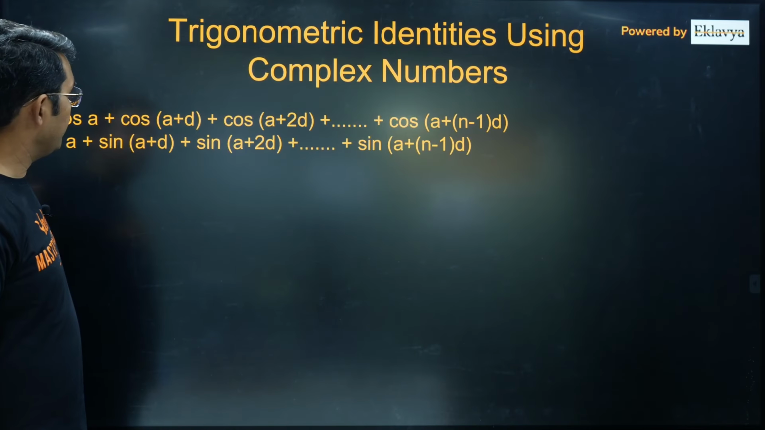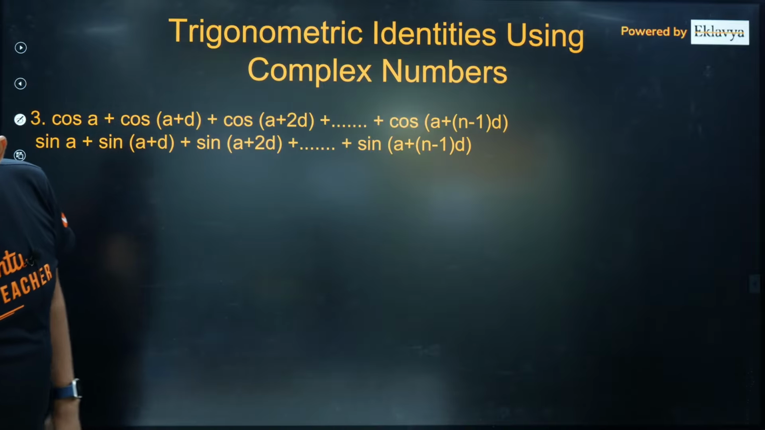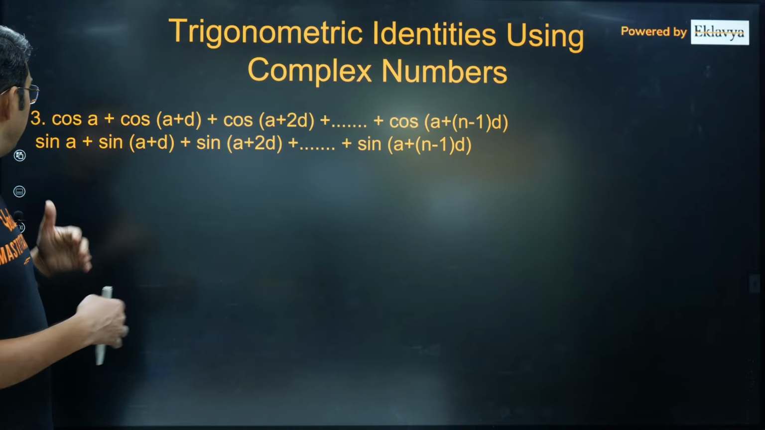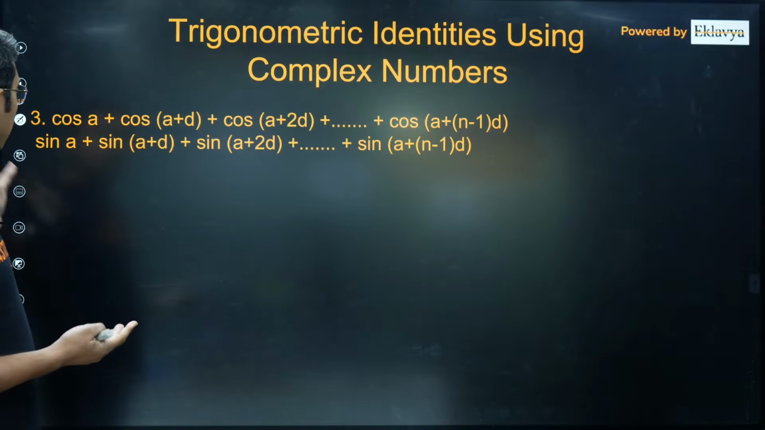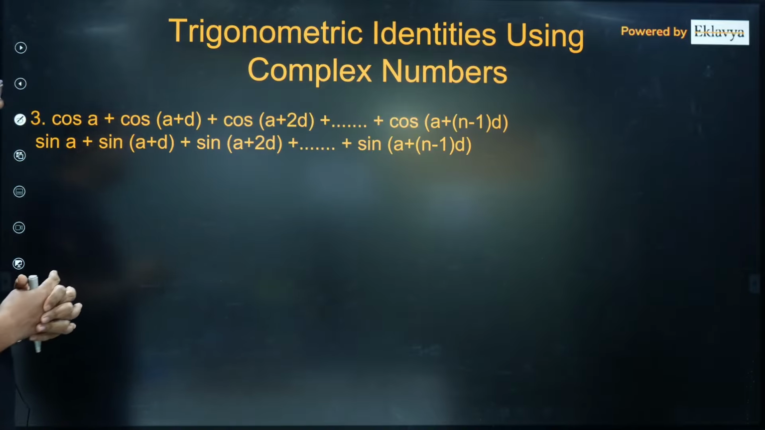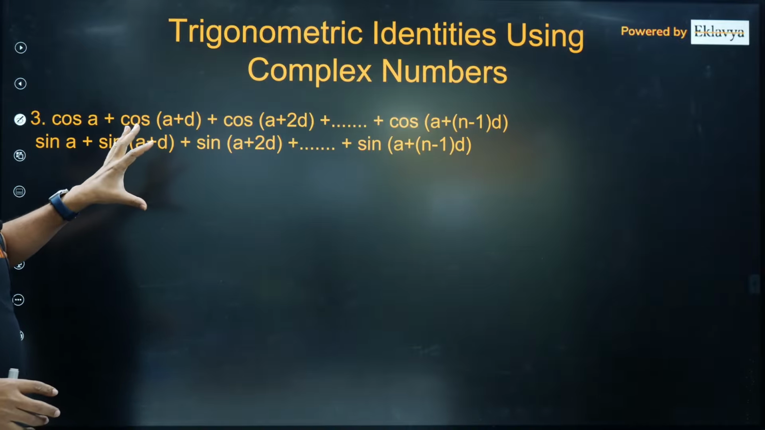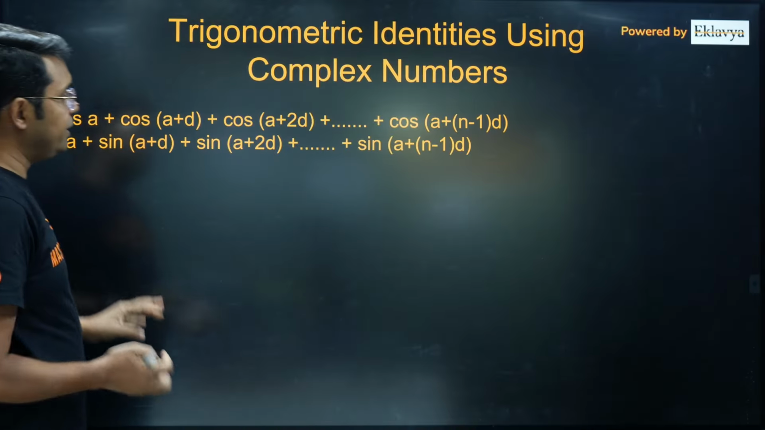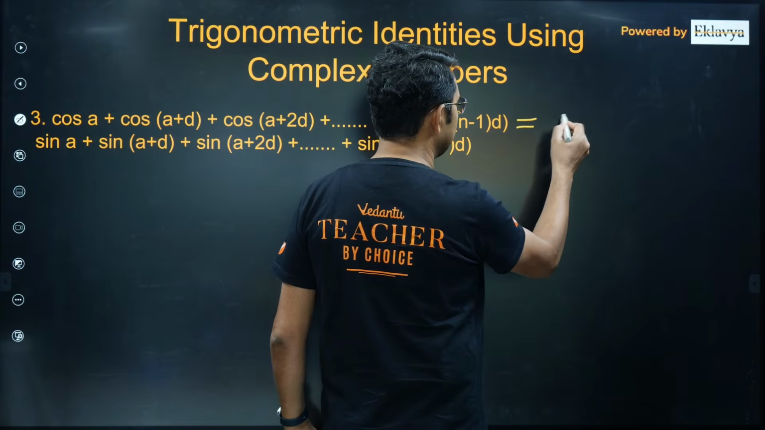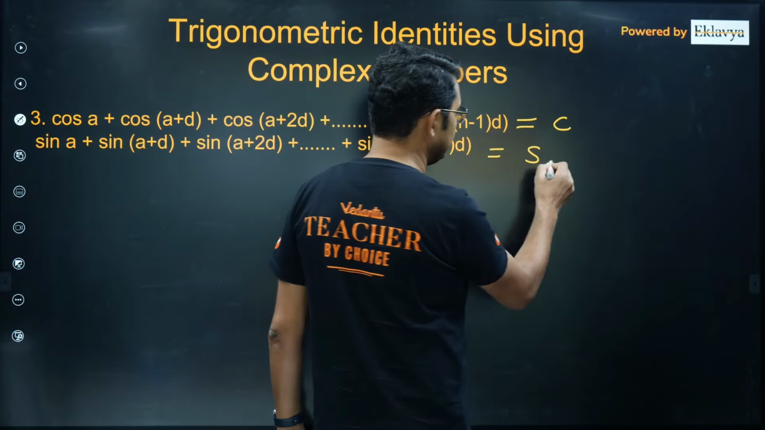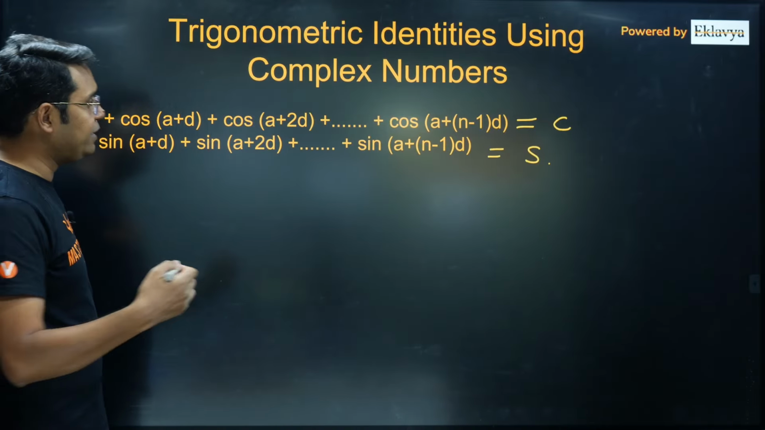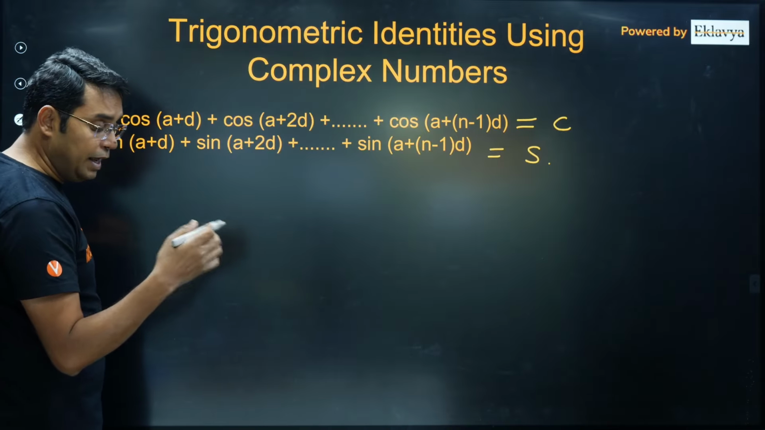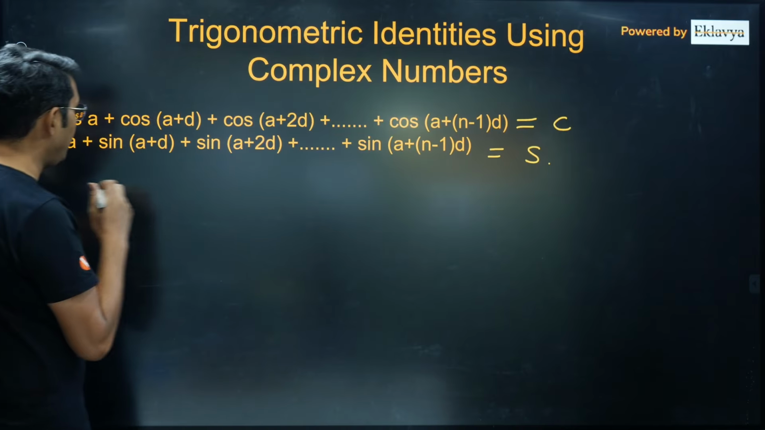Okay, now these formulae. Now second thing, third number is the summation formulae of cos and sine when their angles are in AP. Actually, if you are looking for these series, let me call this as C and let me call this as S. Okay, this can also be done with the help of this complex number. Let's see how we can do it.